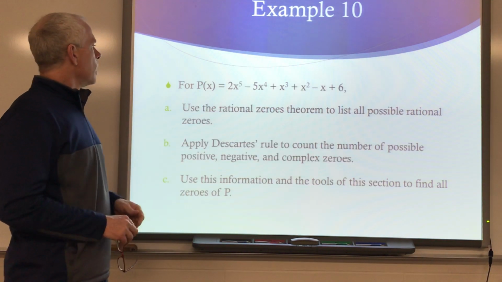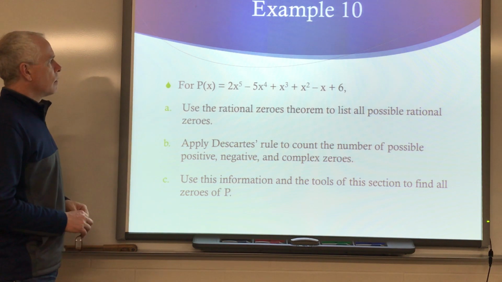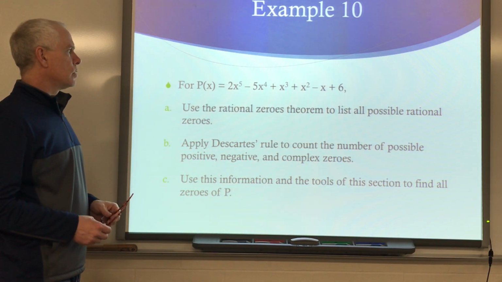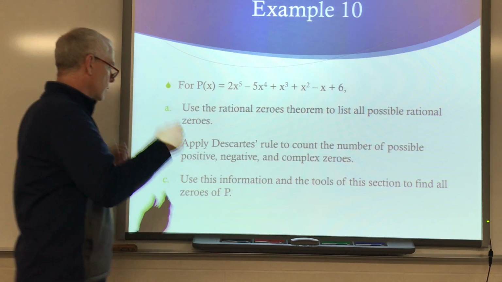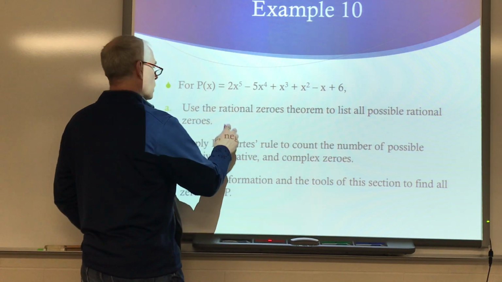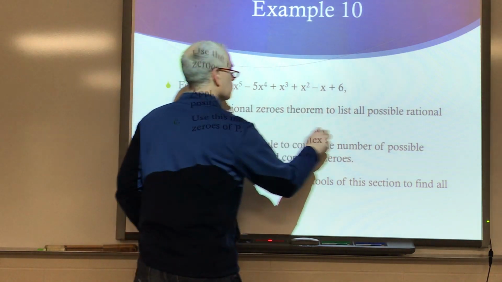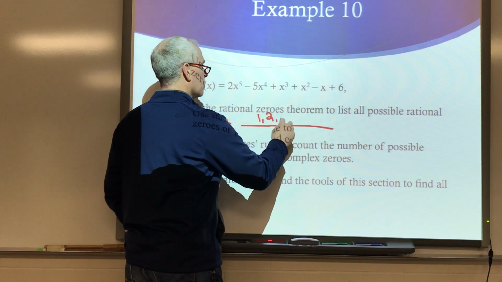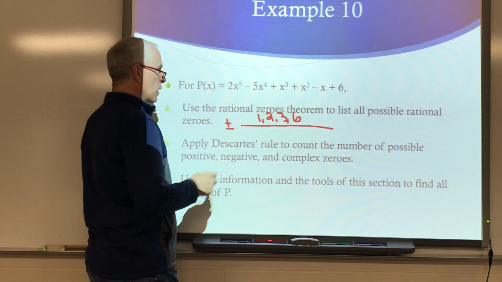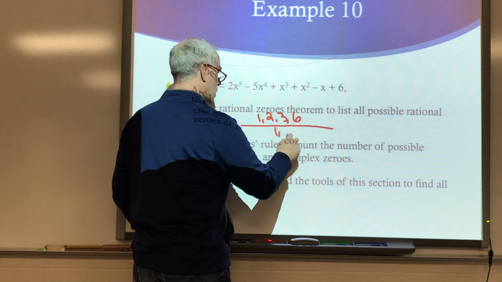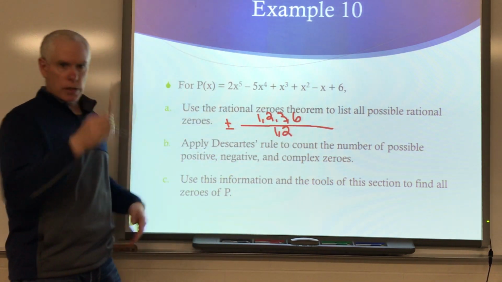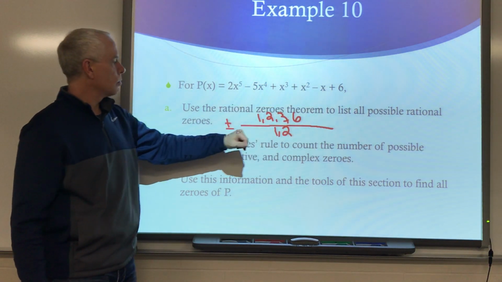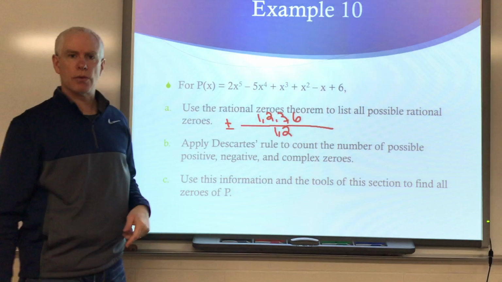Okay? Last example here, I believe. So I've got this polynomial. Use the rational zeros theorem to list all the possible rational zeros. Okay? We can do this. Plus or minus factors of 6, and then over the factors of 2. So if I'm going to have a rational zero, it's going to be plus or minus 1, plus or minus 1/2, plus or minus 2, plus or minus 1, plus or minus 3, plus or minus 3/2, etc.